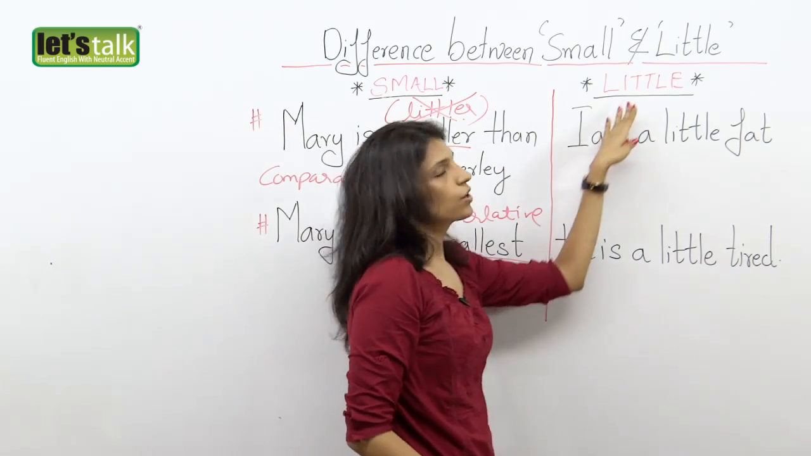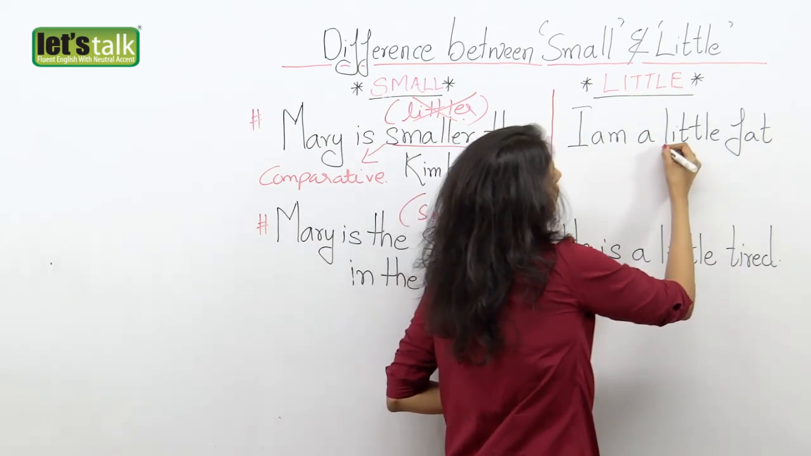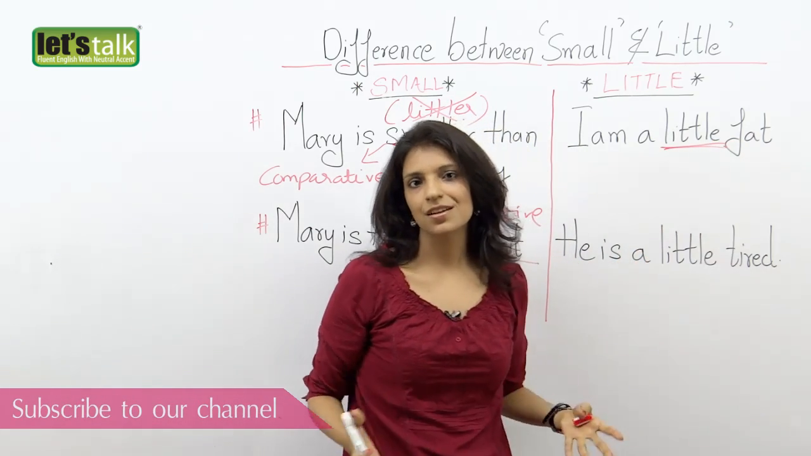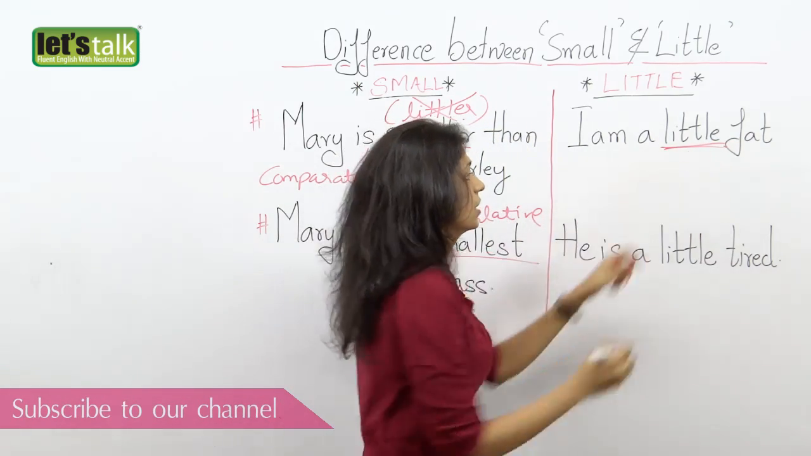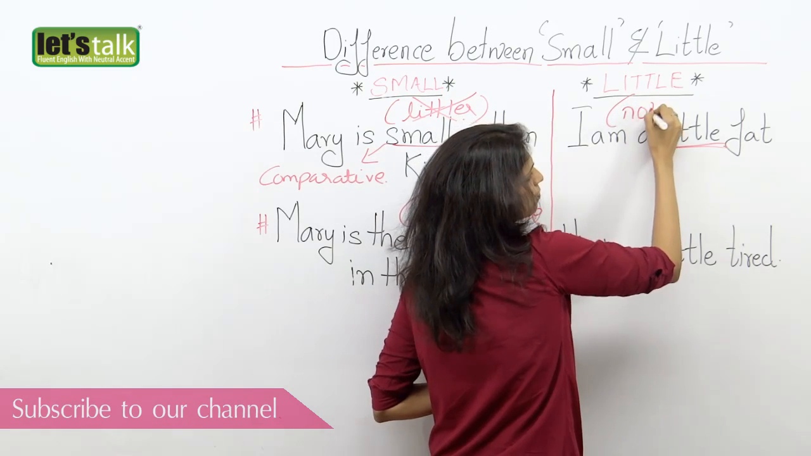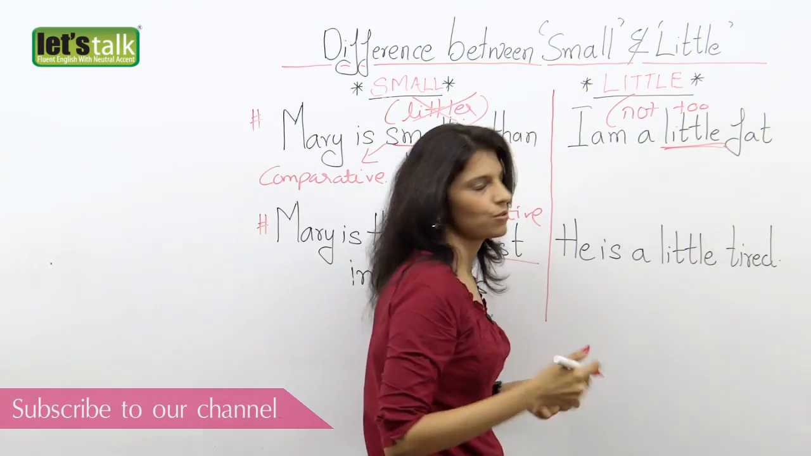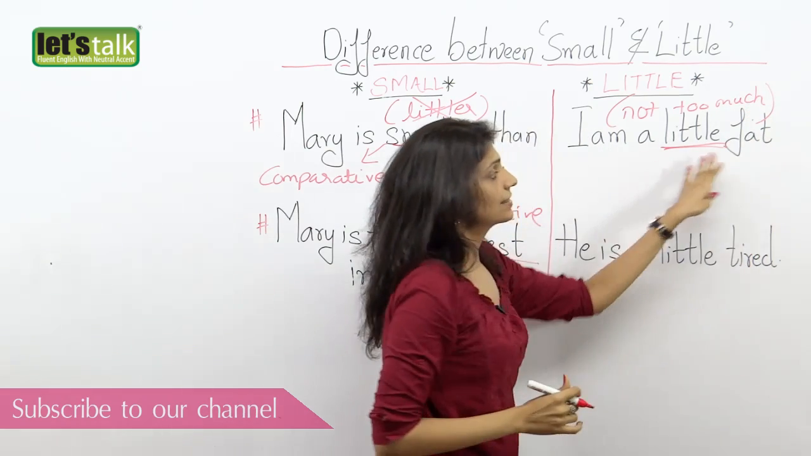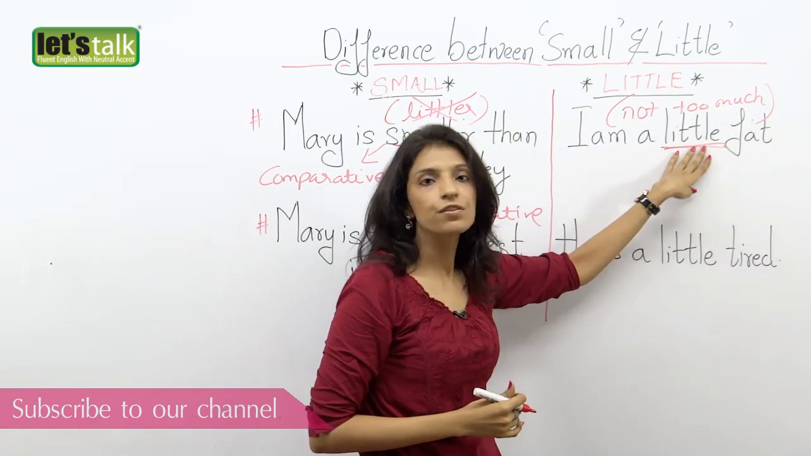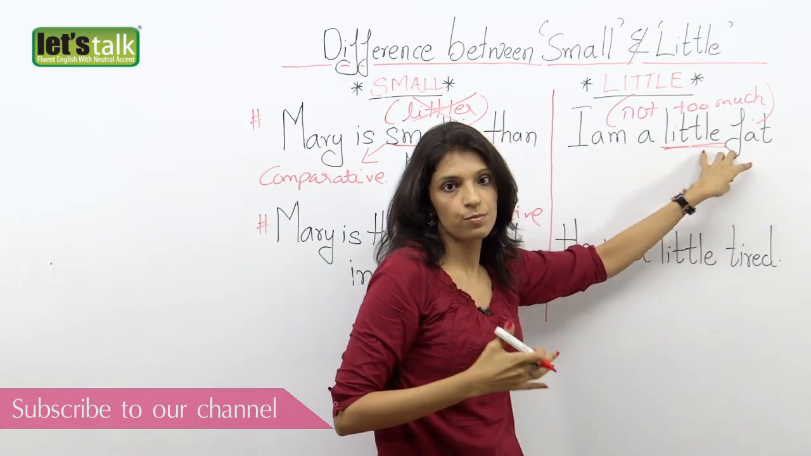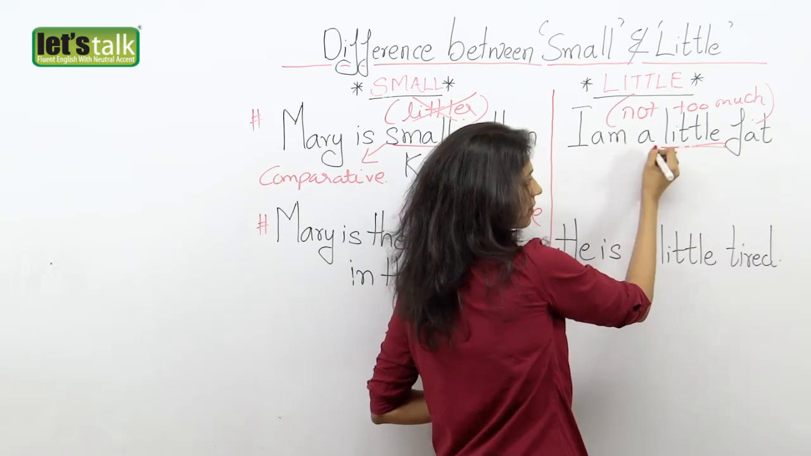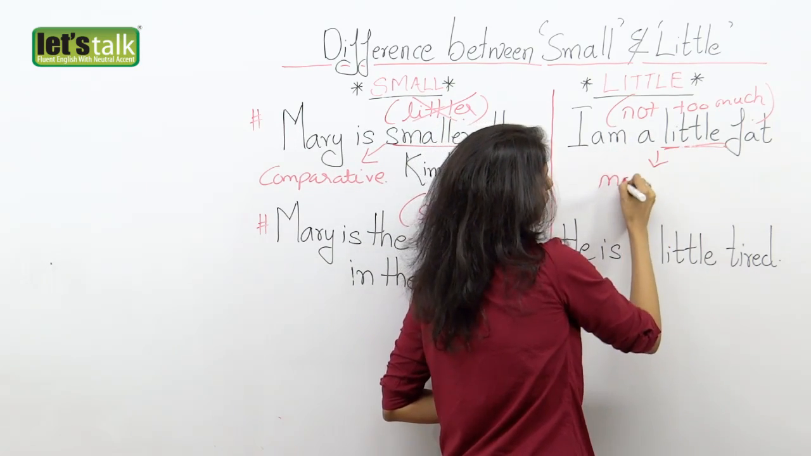Now let's take a look at little. I'm a little fat. Now fat is an adjective, right? That means that I'm not thin. So I'm a little fat. So that means not too much, but just a bit. Fat is an adjective. Little is modifying fat. So if I'm not very fat, I'm a little fat. Alright. So just a bit. So here it is modifying.